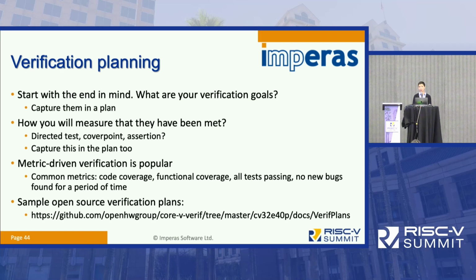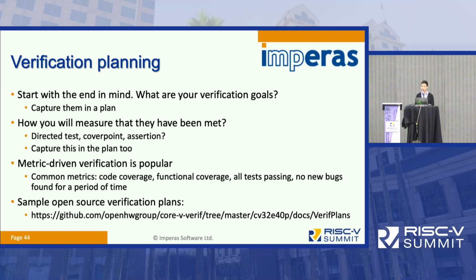What goes into a verification plan is very important. Goals should be specific and measurable. For example, you might want to say a certain feature has been verified if a directed test targeting that feature passes, if a certain functional coverage point is hit, or if a concurrent assertion succeeds.